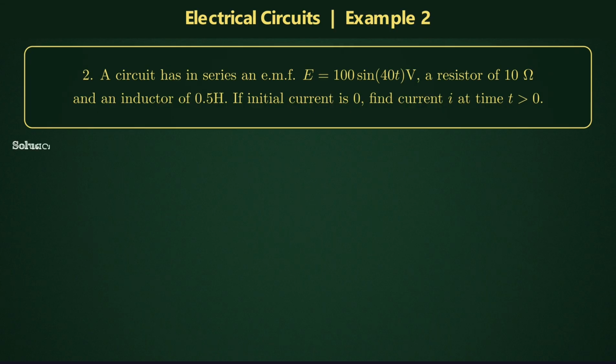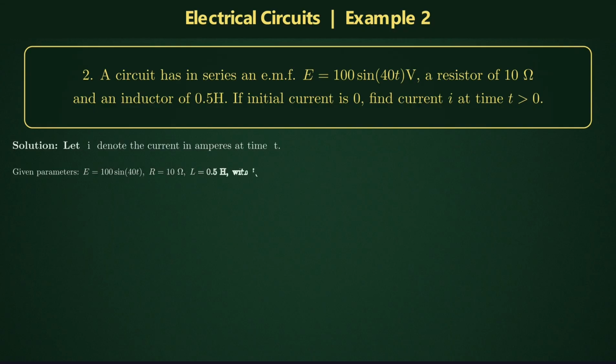Let I denote the current in amperes flowing through the circuit at any time t. The given parameters are, voltage E equals 100 sin 40t, resistance R is 10 ohms, and inductance L is 0.5 henries. The initial current at time t equals 0 is 0.